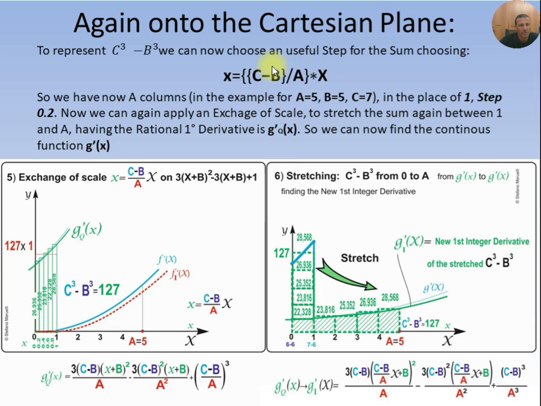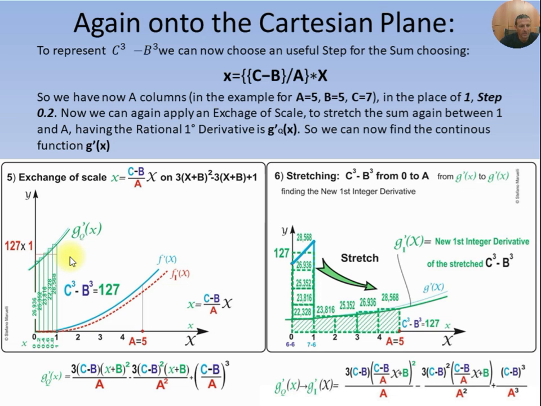827, and now we choose a special k equal to (c minus b) over a, and this means we can cut, in this case where a is 5, this column into 5 little columns having the same area, 127. This is the key of the proof.